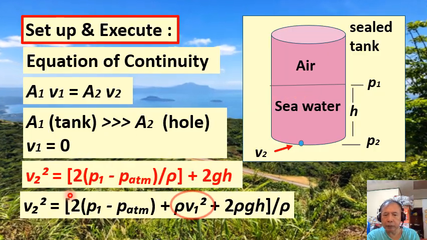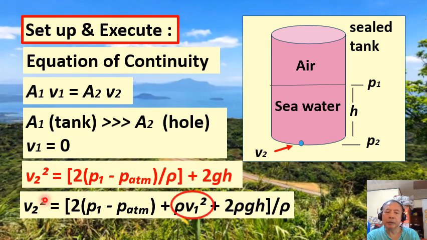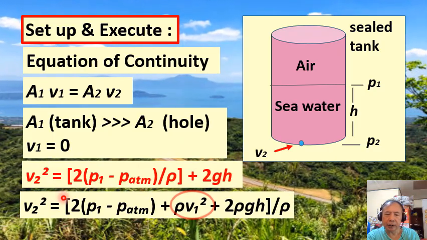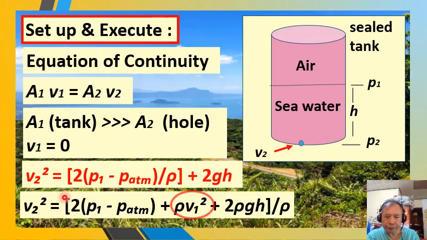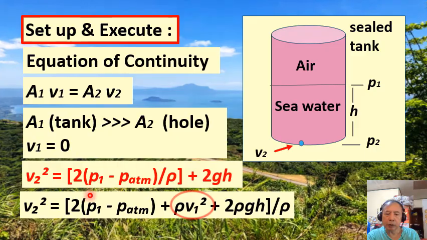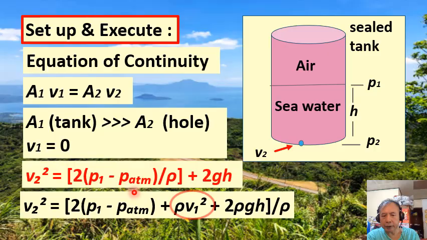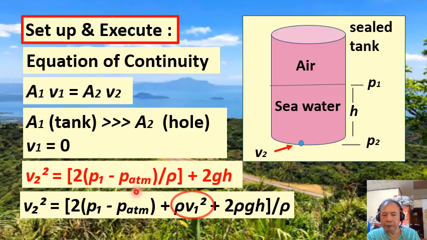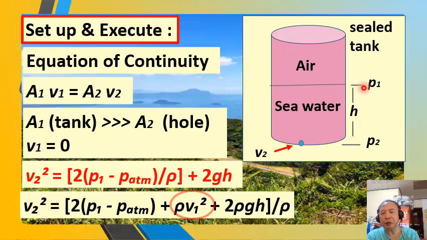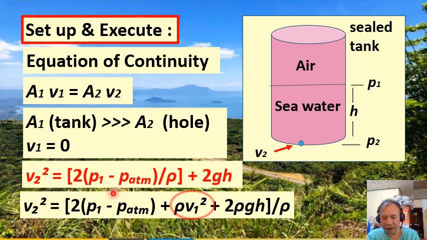So this will now be the modified formula for determining the value of v sub 2. That is, v sub 2 squared is equal to 2 multiplied by quantity P sub 1 minus P sub 2. All right, P sub 2, we already emphasized that that pertains to the atmospheric pressure. So the difference between P sub 1 and P sub 2 is highlighted here.